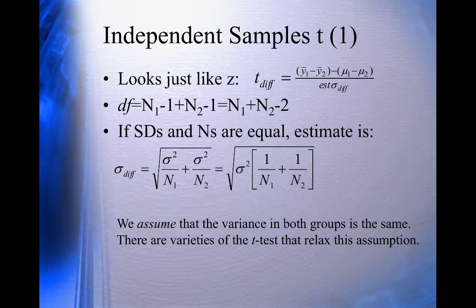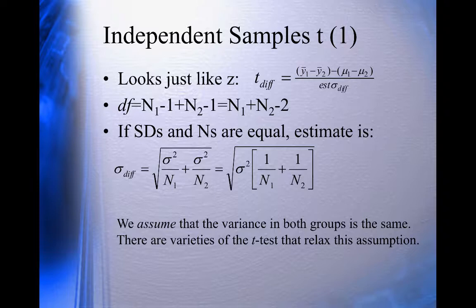How big a difference is this compared to its standard error? So this is the standard error, the standard deviation of the statistic, the difference between means. All right. So in the independent samples t, our degrees of freedom will be the number of people in group 1 minus 1 plus the number of people in group 2 minus 1, or our total number of people minus 2. So it's total n minus 2.